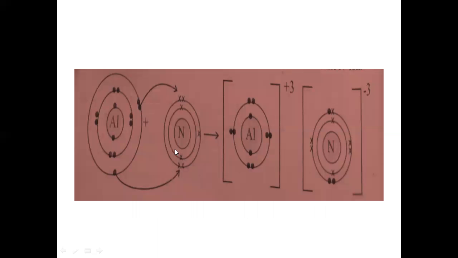Electron dot and cross structure. Aluminium has 1, 2, and 3 electrons in the outermost shell, which it can easily lose. And nitrogen has 2, 3, 4, 5 electrons in its outermost shell. Aluminium will lose 3 electrons and will form a trivalent cation, while nitrogen will gain those 3 electrons and will form a trivalent anion. You can see the 3 dots in the outermost shell of nitrogen, which it gains from the aluminium ion.